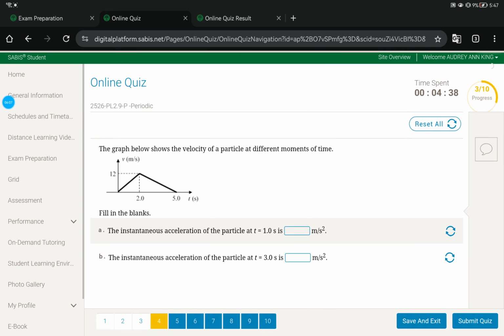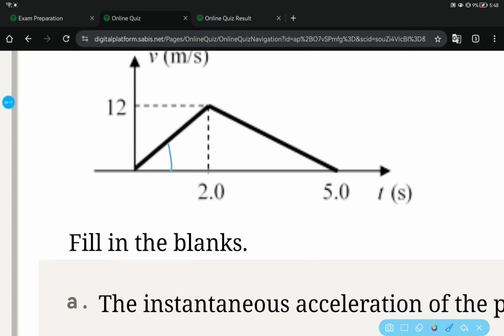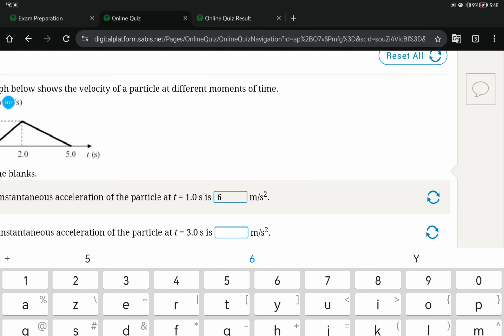And for the instantaneous acceleration of the particle at time 1, okay, so let's say time 1 is roughly around here. So following the line, the whole line, our time here is 2 and 0, so 2 minus 0 over 12 minus 0, so 12 minus 0, so the answer is 6.